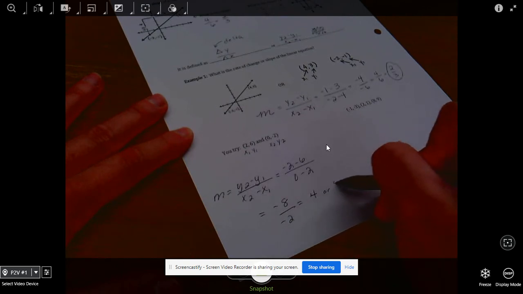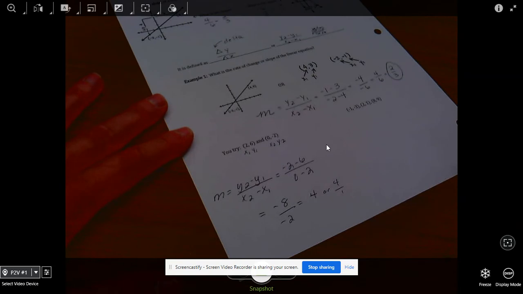Okay, make sure you label your points x1, y1, x2, y2. I write the formula, I substitute in my values, I simplify, and I'm done. Okay, try the next one.